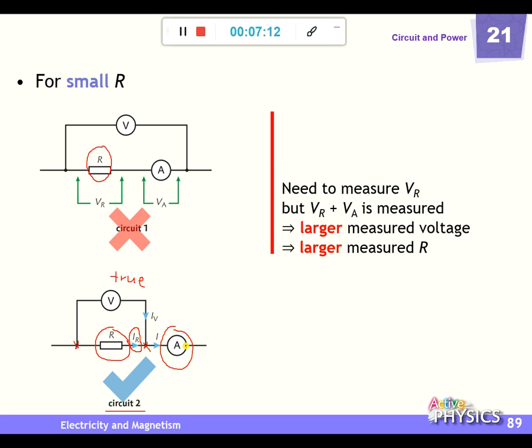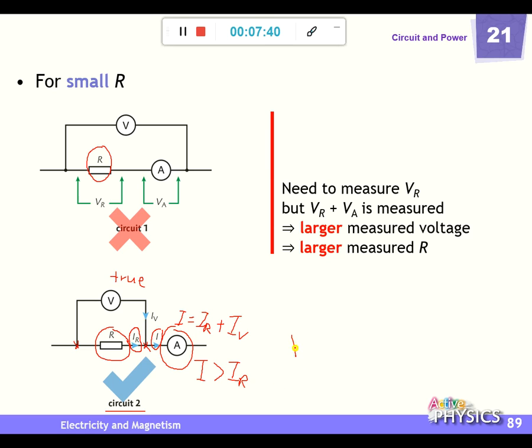Unfortunately, the ammeter measures I including IR and also including IV. So this ammeter reading is wrong. But what's the problem? This reading is greater than the true value. The reading is greater than the true value IR.